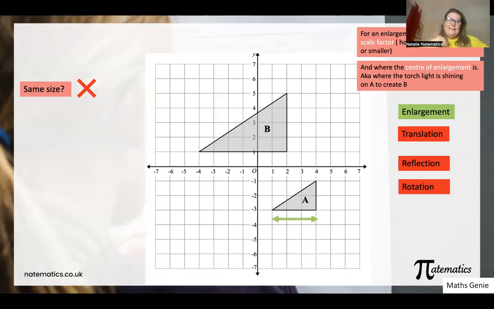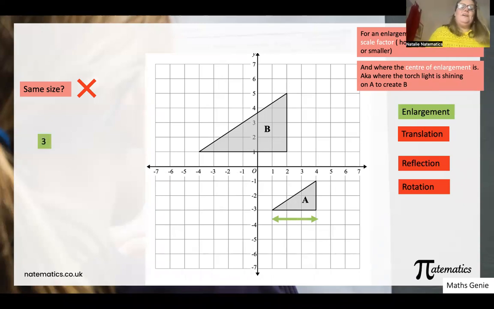So when we know it's an enlargement, we need to say what the scale factor is, i.e. it's a scale factor of 2, i.e. every side has been multiplied by 2. We also need to say where the light is. So that's like our centre of enlargement. That's the point where we can imagine having a light and we've shone it and we've said, all right, what's created? Where would that point of the torch have to be to reflect on and shape that shape be?